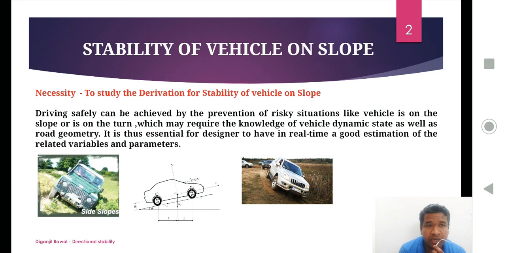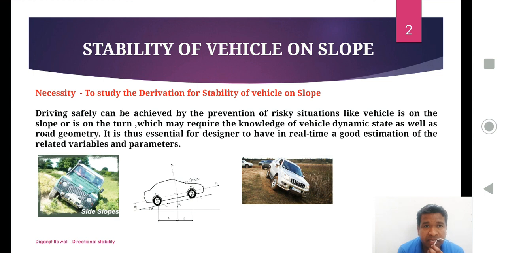These are the figures, different types of slopes, and the vehicle is moving on that slope. Driving safely can be achieved by the prevention of risky situations like the vehicle being on a slope or on a turn, which may require the knowledge of vehicle dynamic state as well as the road geometry. It is thus essential for the designer to have in real time a good estimation of the related variables and parameters.